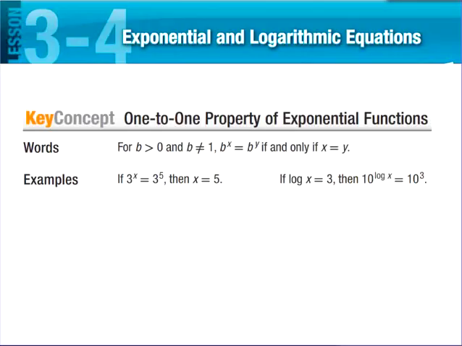And so today, if you notice what it says, there's a one-to-one property of exponential functions. It says for b greater than 0, for b being positive and b not equal to 1, b to the x equals b to the y if and only if x equals y. So basically you're going to want to write equations with the same base, and then set their exponents equal to each other. So in this case it says if 3 to the x equals 3 to the 5, then x equals 5, because your exponents are equal.